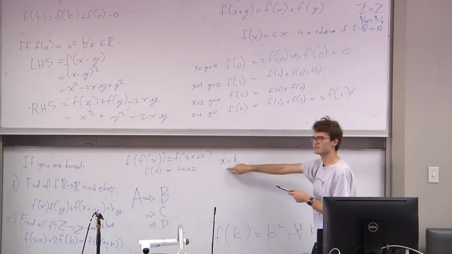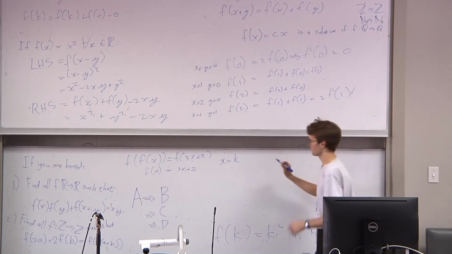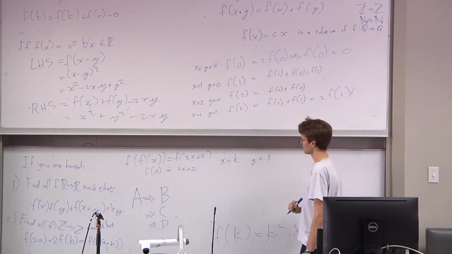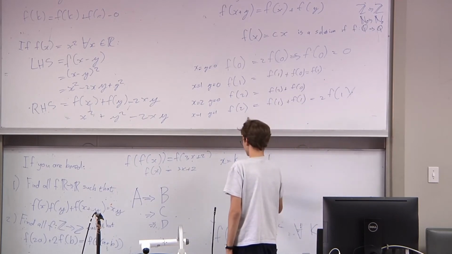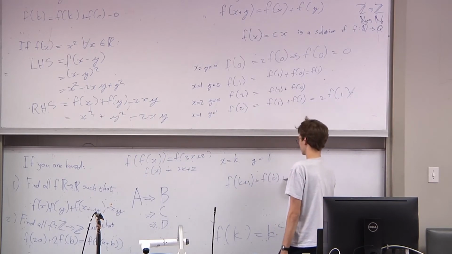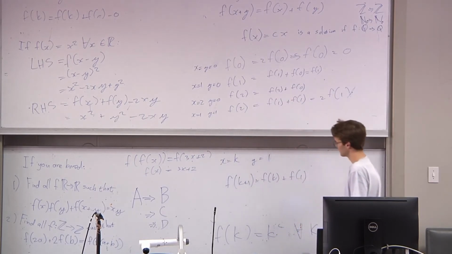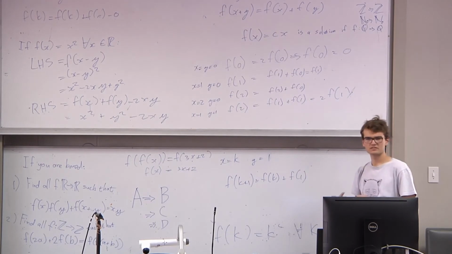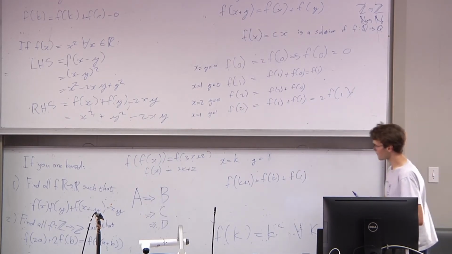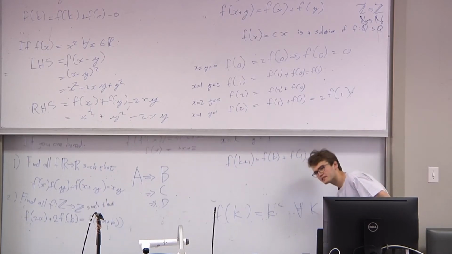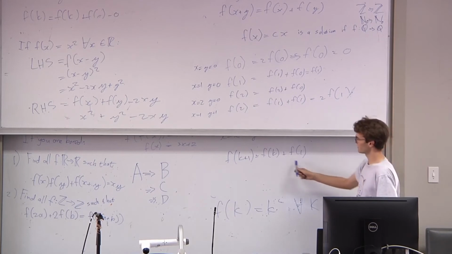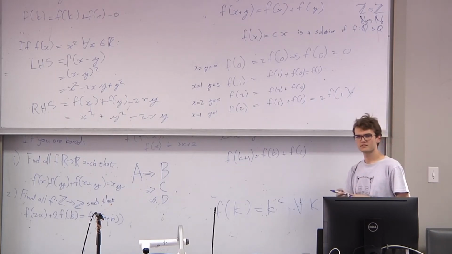So if you let x equal some k, where k is in the domain, and you let y equal 1, then you get that f of k plus 1 is f of k plus f of 1, no matter which values of k you choose. So this seems slightly more useful, because if you know what f of 1 is, you can get every other value.